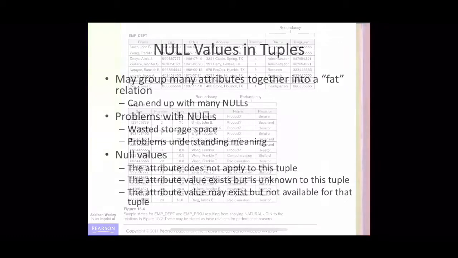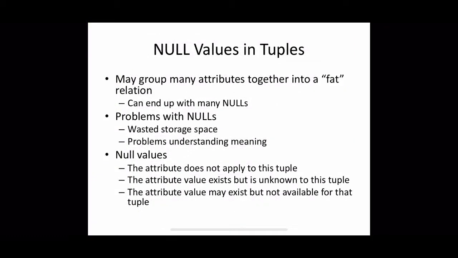So all those anomalies should be removed by following guideline 2. The third guideline is about null values in tuples, right? If we are not properly designing different relation schemas, we may group many attributes together into a fat relation, right? And finally, if we populate this type of schema, it may end up with many null values.